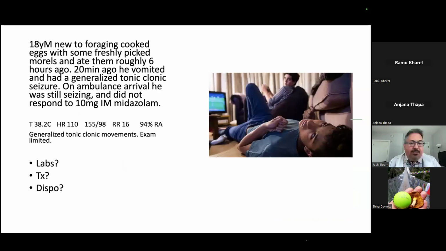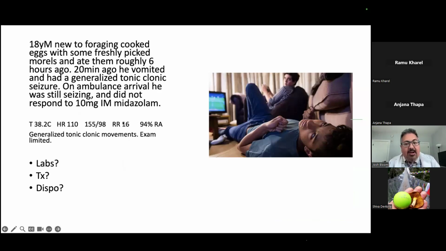Let's move on. I see we have about 10 minutes left. So this is a case that I want to make sure we go over. It's an 18-year-old who believed they found morels in the wild, and they ate them about 6 hours ago. Then 20 minutes ago, they had a generalized seizure and are still seizing on ambulance arrival, not responding to midazolam, a benzodiazepine.